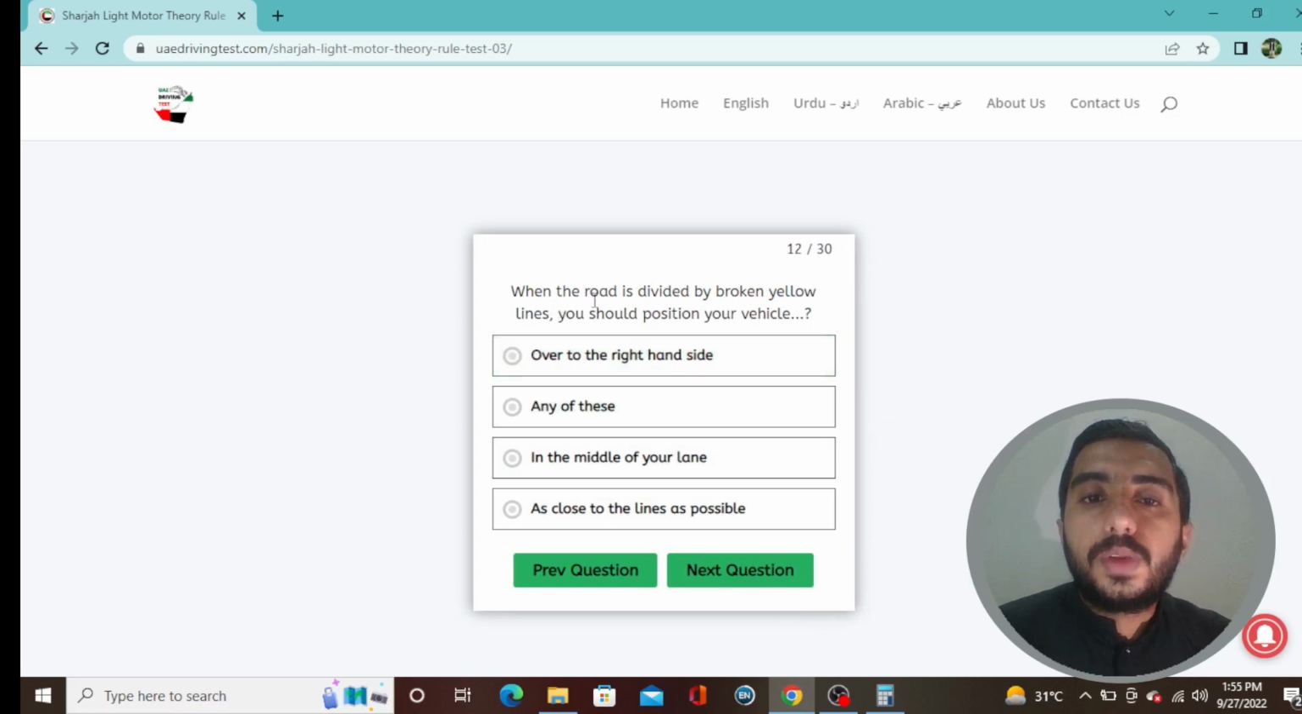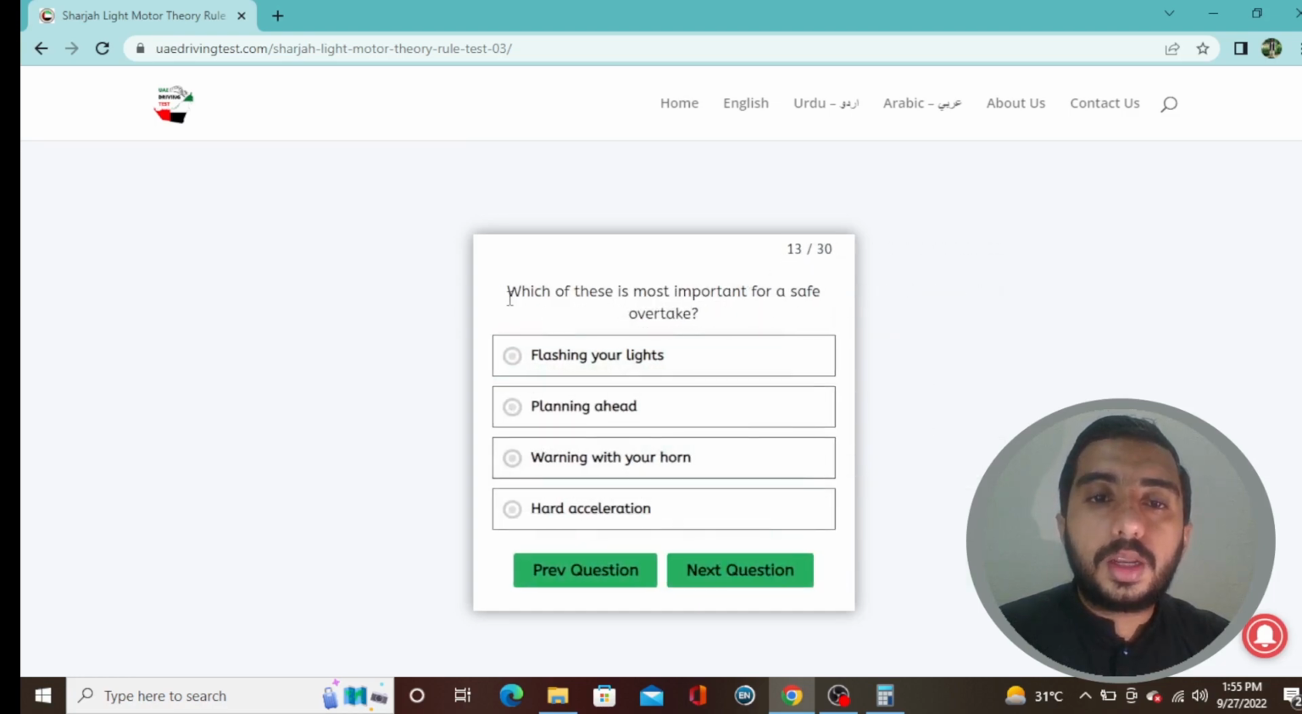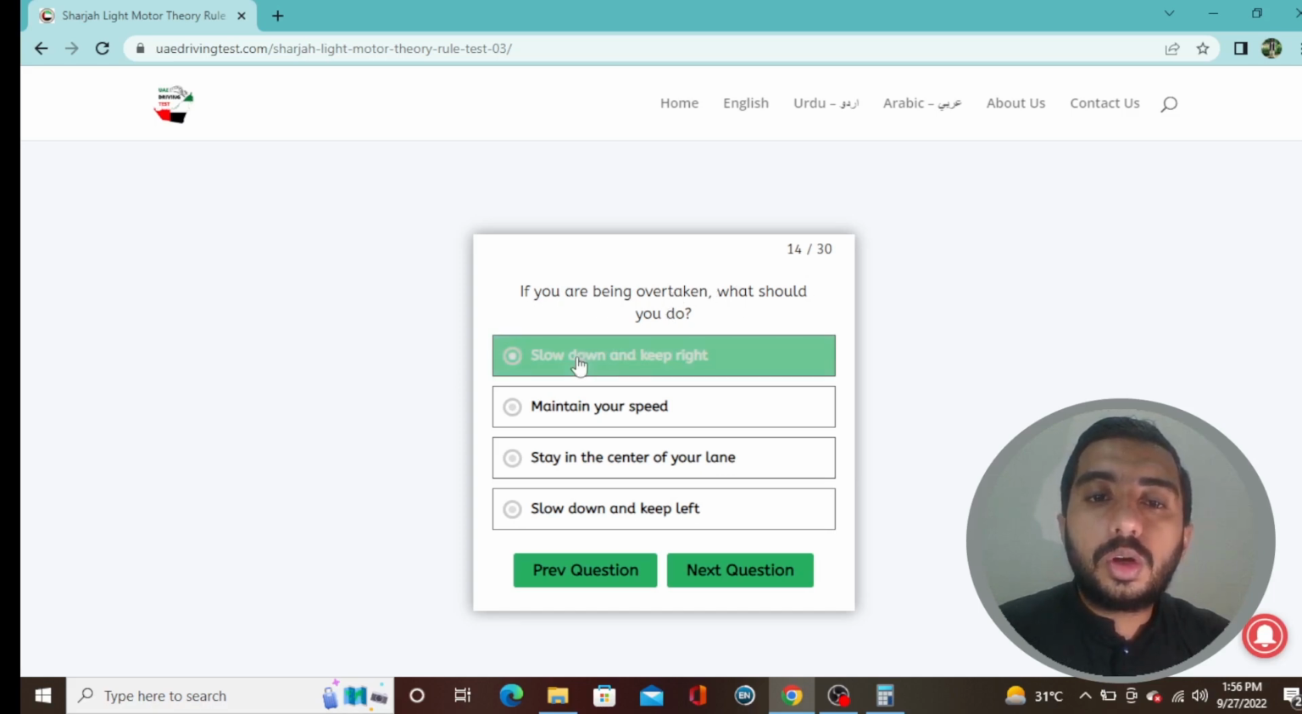Question number 12 is, when the road is divided by broken yellow lines, you should position your vehicle over the right hand side. Option A is the correct one. Next question. Question number 13 is, which of these is most important for the safe overtake? For the safe overtake, planning ahead is the most important thing. Question number 14 is, if you are being overtaken, what should you do? You need to slow down and keep right. Option A is the correct one.